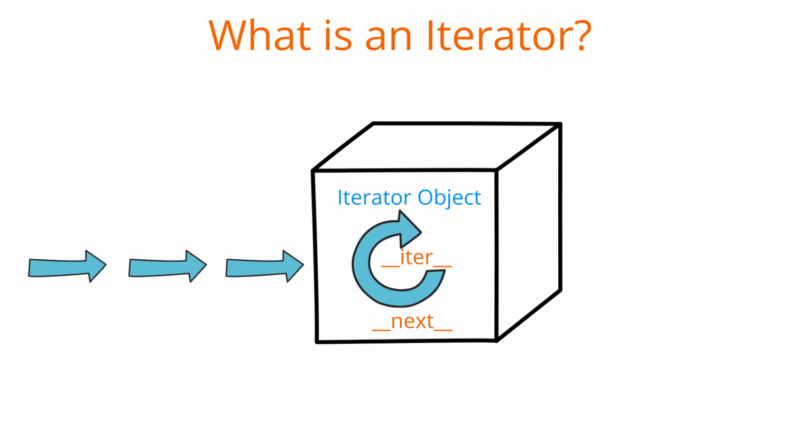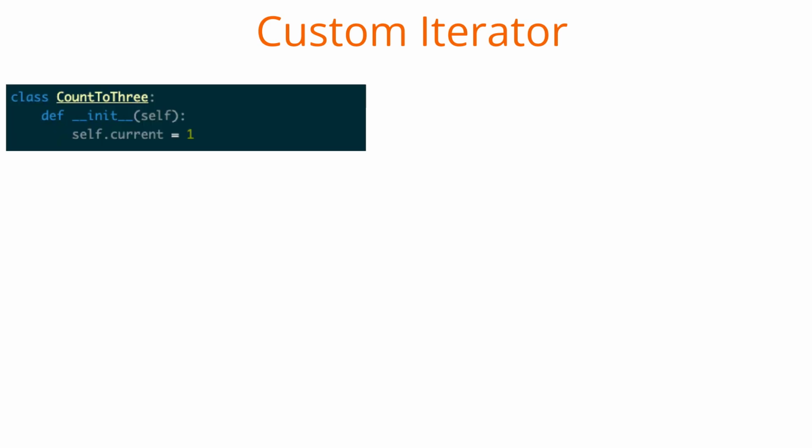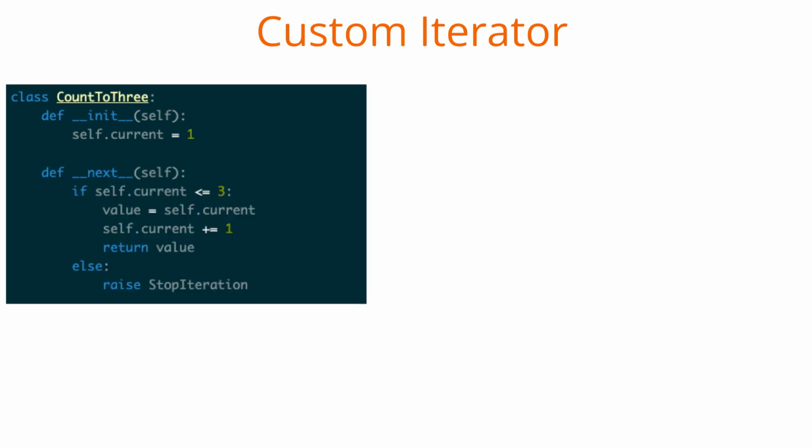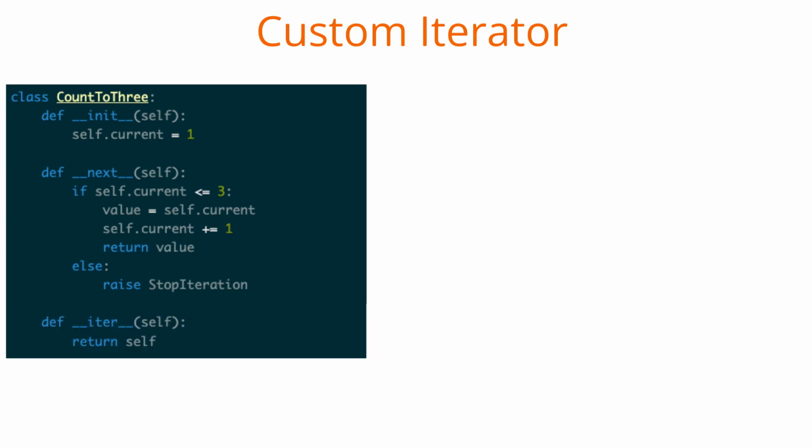To make this more concrete, let's look at a very simple custom iterator. We'll create a class called count_to_3. Inside it, we define the init method and set current to 1, which is where our counter will start from. Then we add a next method. If our counter is less than or equal to 3, we increment it internally before returning the current value. Otherwise, we raise a StopIteration exception. Lastly, we define the iter method and just return self. And that's it. We've just created a custom iterator from scratch.